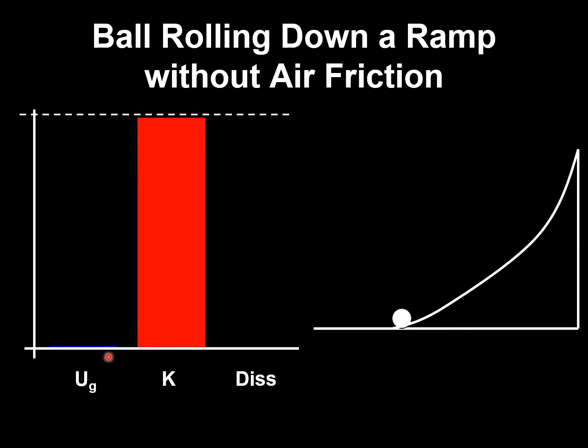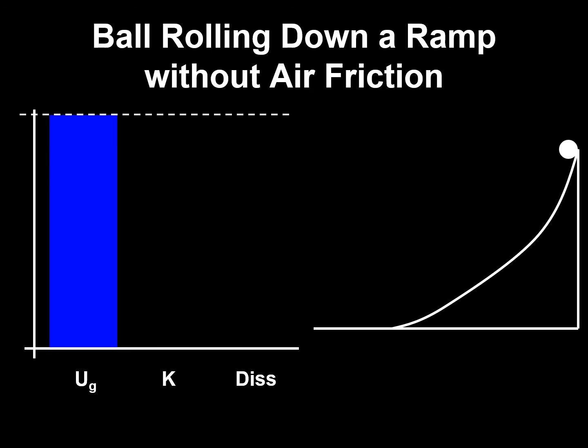Now you'll notice the amount of gravitational potential energy we started with is equal to the amount of kinetic energy that we gained in the process. And as it moves at a constant speed along a level surface, then we don't have any more energy that is transferred. Notice there's no dissipated energy because we don't have any air friction in the process. So to look at the entire process from beginning to end, it would look like this.